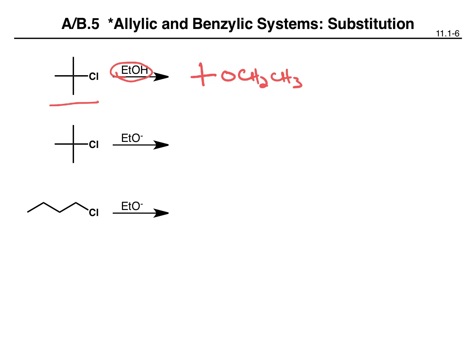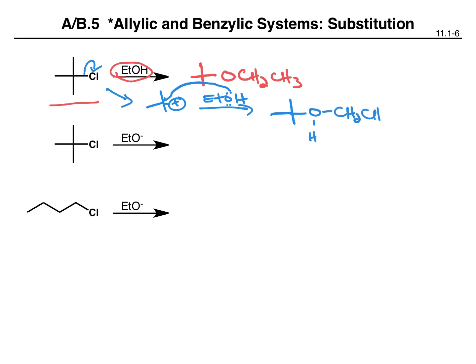Now keep in mind how this reaction works. So chlorine can leave, and that will generate this carbocation. And then in a second step, ethanol can attack. It will share its electrons with this carbon, the carbocation carbon, and the next intermediate looks like this. So the oxygen is still connected to the hydrogen and still connected to the CH2CH3 group, but now there is a new bond between the oxygen and the carbon of the t-butyl group.